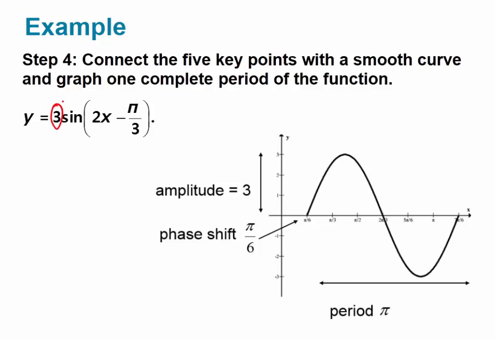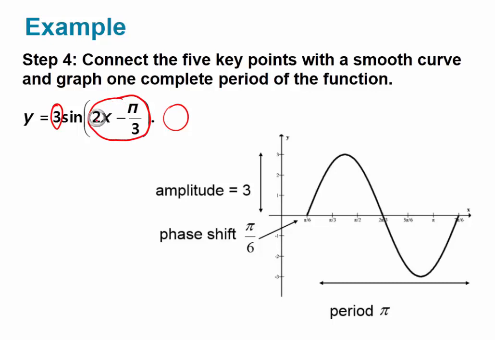Remember 3 was our amplitude, which gave me +3 up, so -3 down. There was no vertical shift. If there was a vertical shift here, this whole graph would have been either shifted up or shifted down. It would have been exactly the same, except it would just have been shifted vertically. These two combine together to give me my period length.